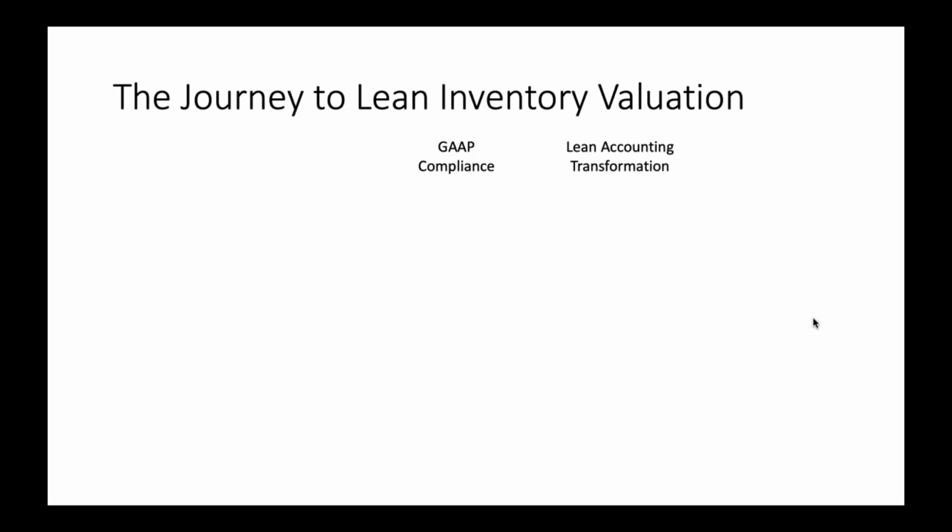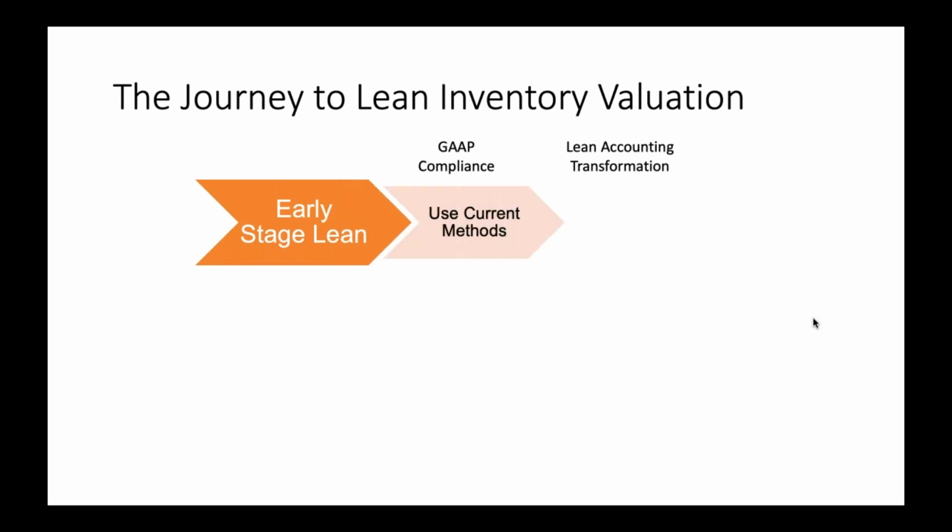First, the journey to lean inventory valuation, or you could call it the transformation. It's really a matter of maintaining GAAP compliance and going through a lean accounting transformation. So early stage lean, when you're just getting started, to maintain GAAP compliance, continue to use the current method that you use to value inventory. Whatever that may be, just continue to use it. Don't worry about changing it just yet. Develop your value stream income statements, which you're using for internal use.